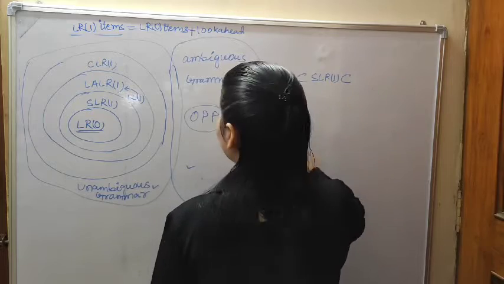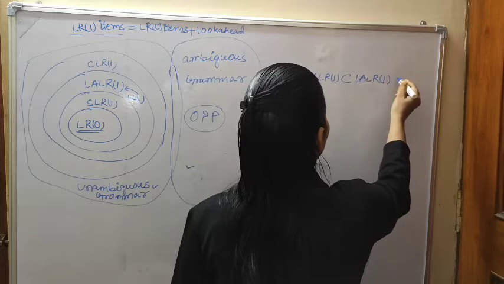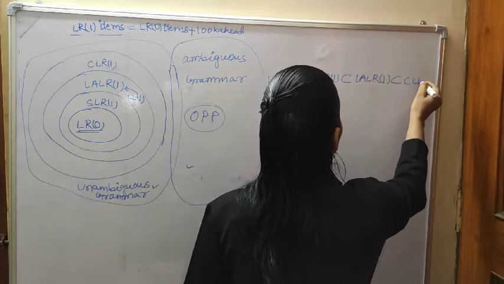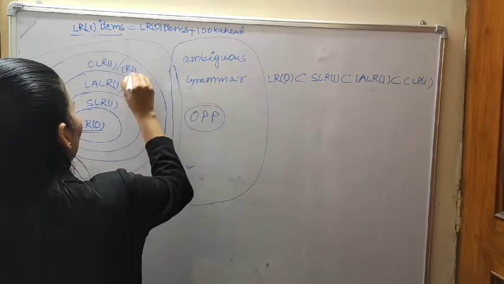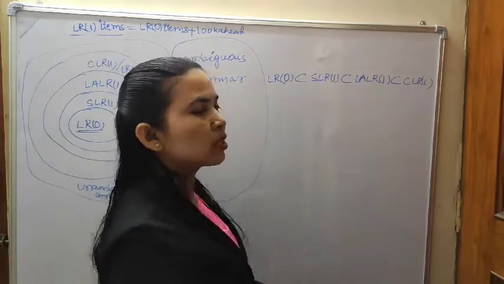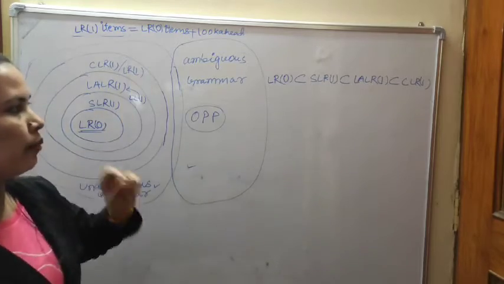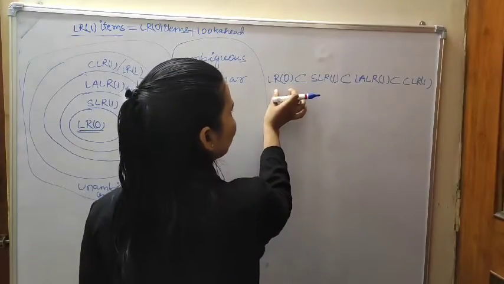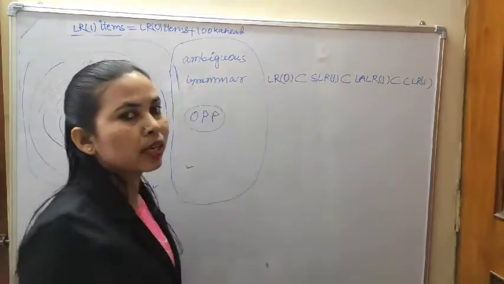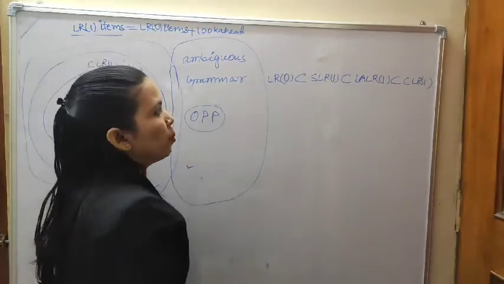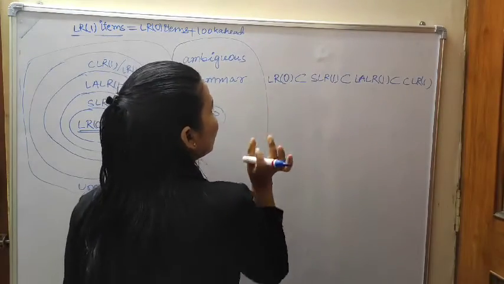SLR1 is a subset of LALR1 and a subset of CLR1. Many times CLR1 is called LR1. Okay, if in a question LR1 is given, don't be confused, don't take it as the LR0 parser, it should be LR1. Okay, so this is the subset. LR0 is the smallest, then SLR1, LALR1 and CLR1. CLR1, the canonical LR, is the most powerful parser and SLR is the simple, easy to implement parser. LR0 is the least powerful.